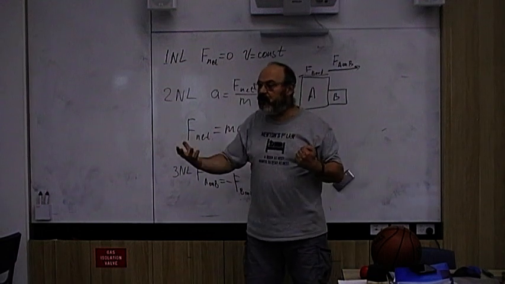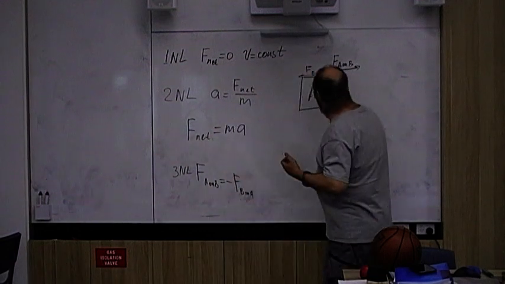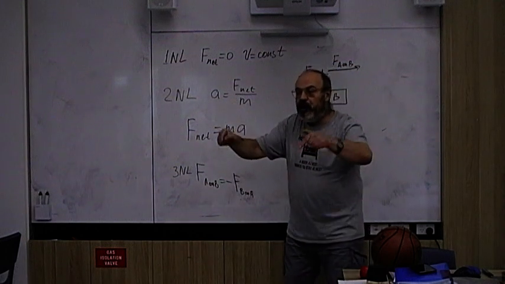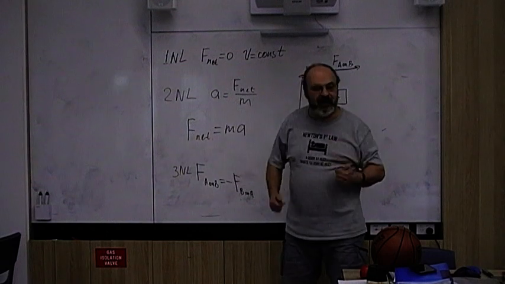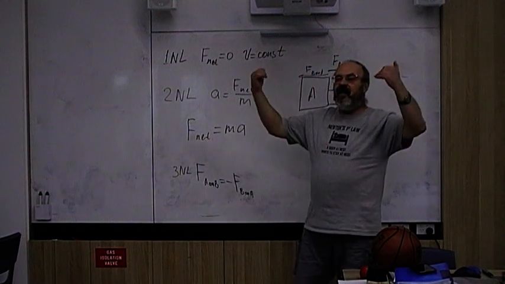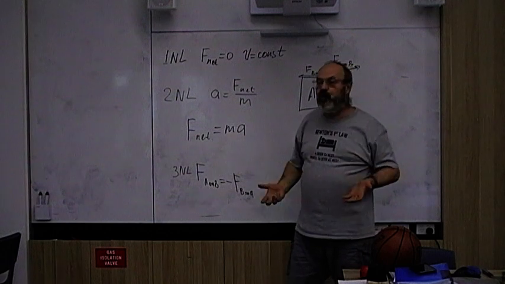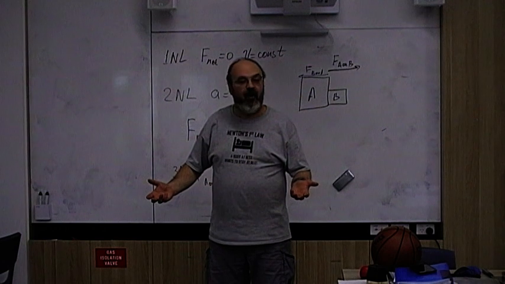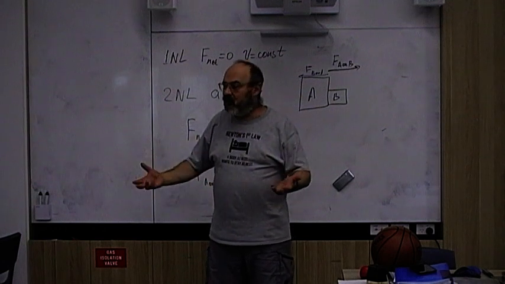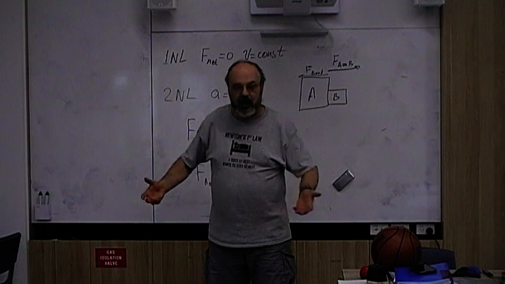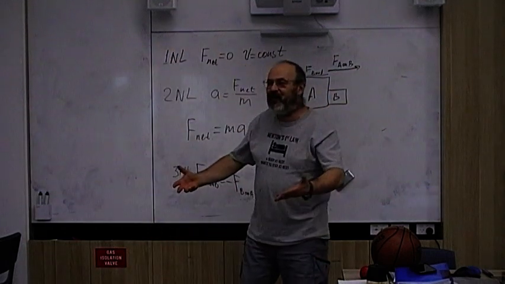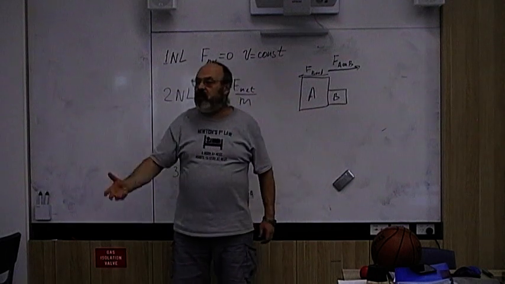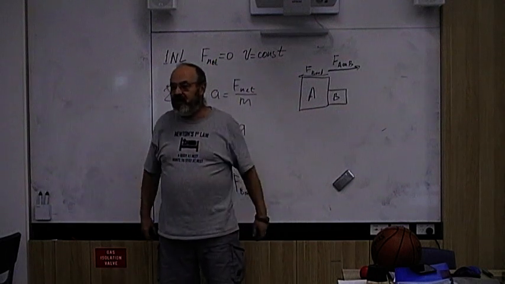So what should be the reaction? Action is Earth pulling you down. What should be the reaction? You pulling Earth up with exactly the same force as Earth pulling you down. You easily can see the result of gravity pulling you down, because when you jump, gravity immediately brings you down. But why don't you see the Earth being pulled up?